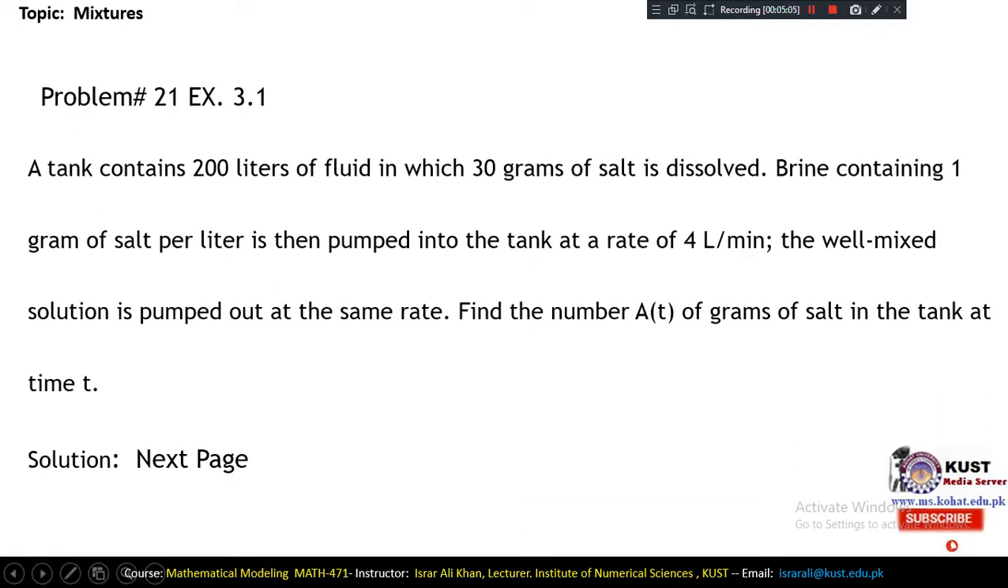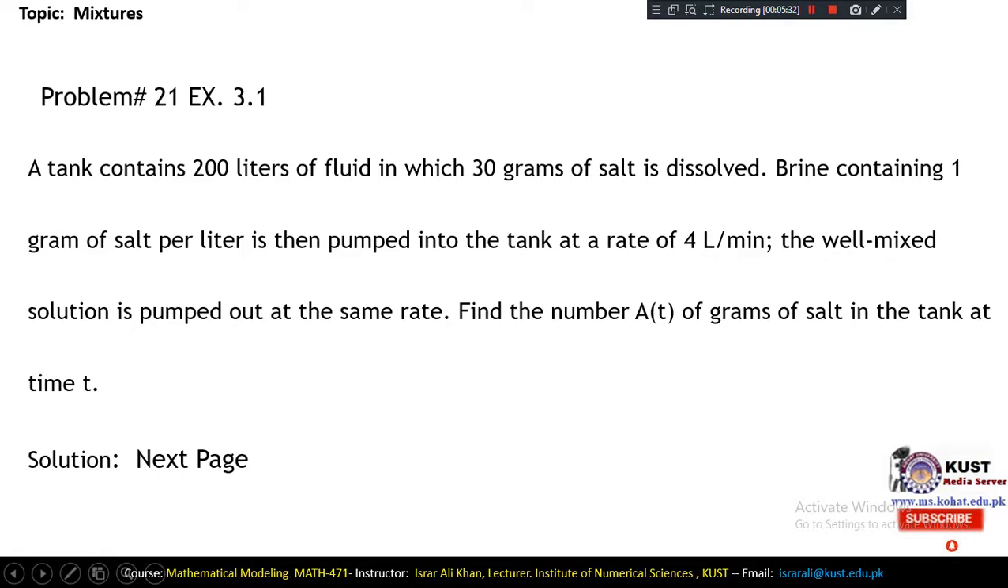Now this is another problem, 21, exercise 3.1. A tank contains 200 liters of fluid in which 300 grams of salt is dissolved. Brine containing 1 gram of salt per liter is then pumped into the tank at a rate of 4 liters per minute.